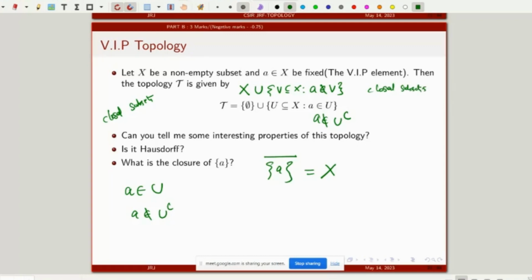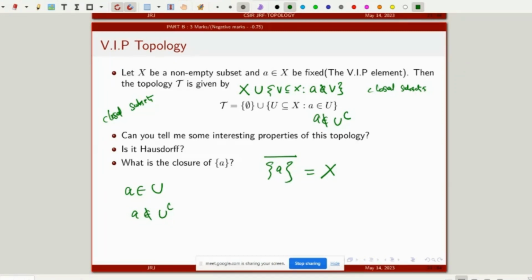So except for the whole set, in all other closed subsets A is not there. So the closure of A is the smallest closed set which contains A, so it will be equal to the whole set. Is it okay for you? Yes, ma'am. How do you say it was the smallest one?